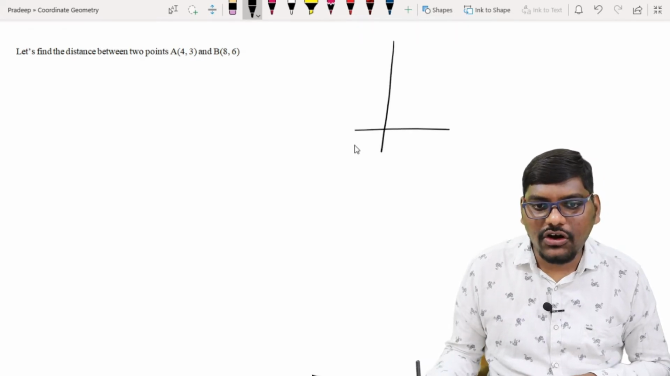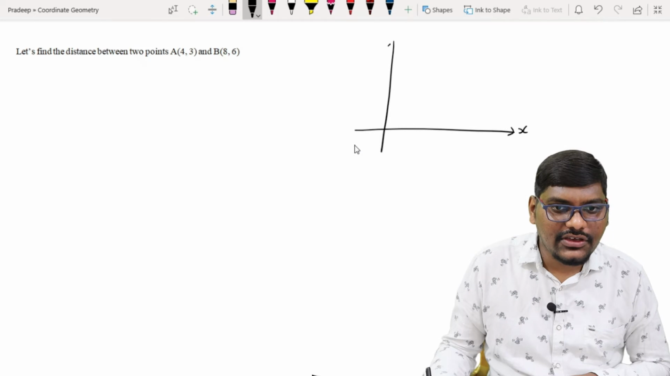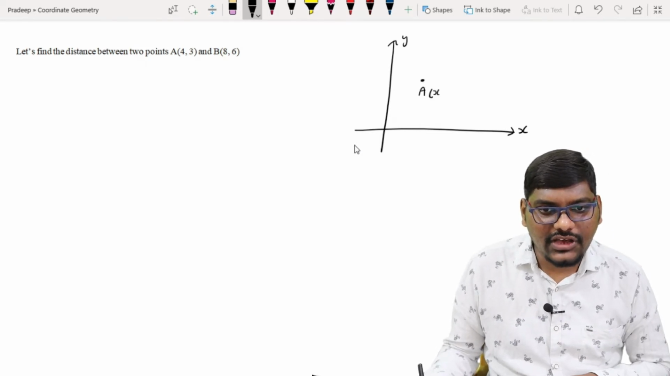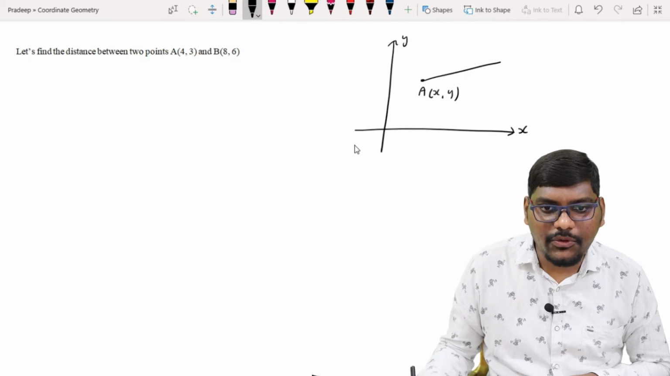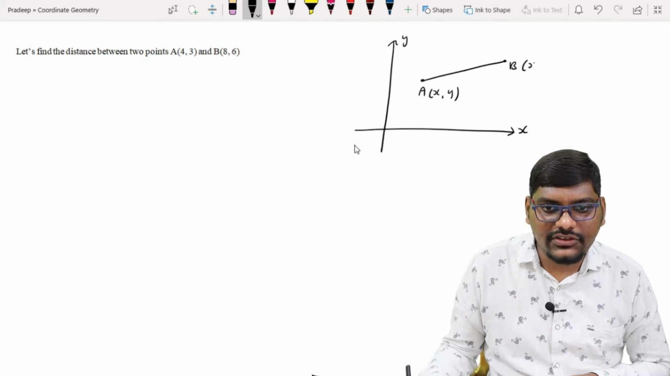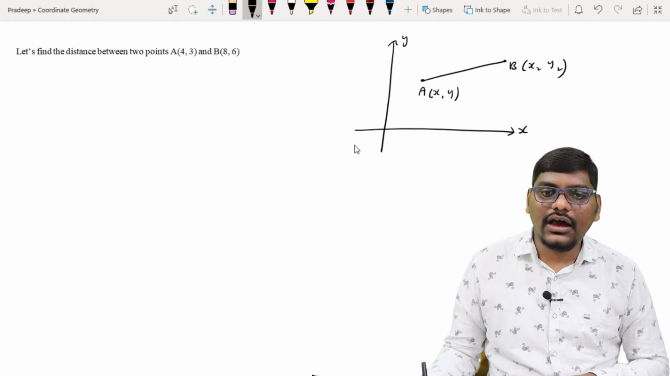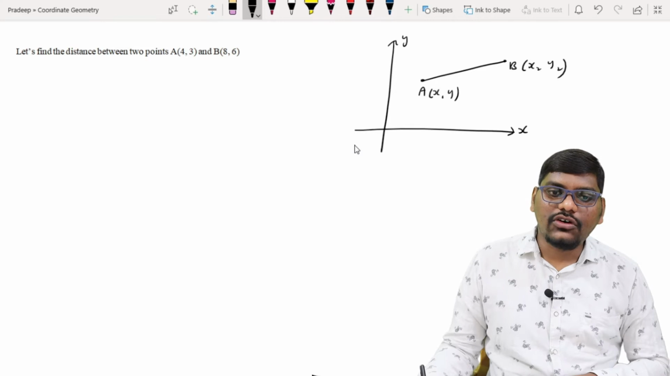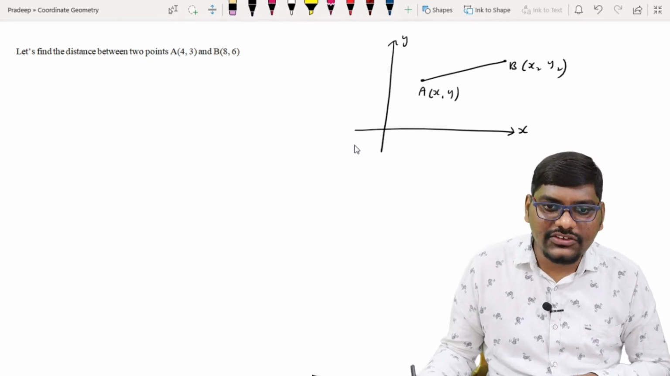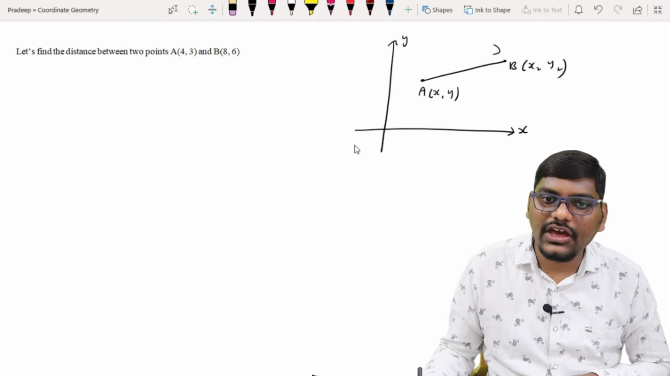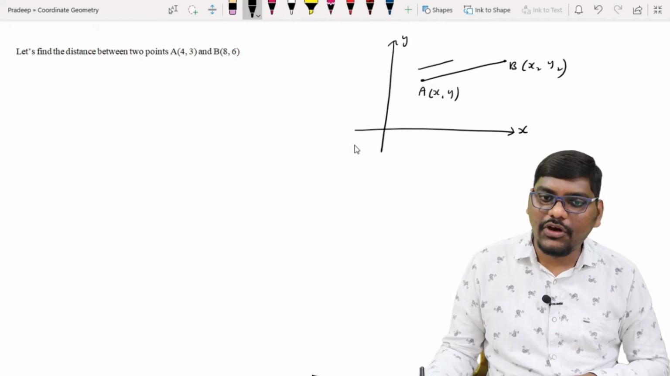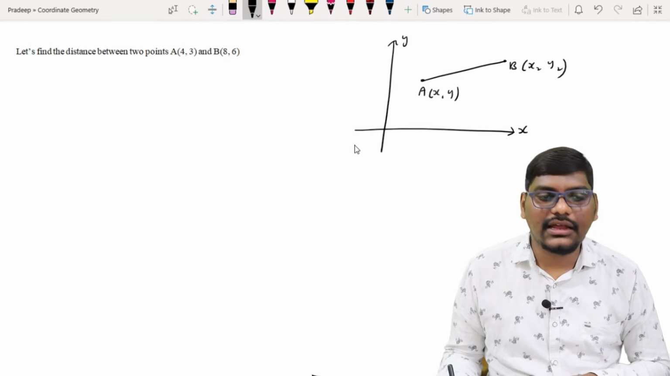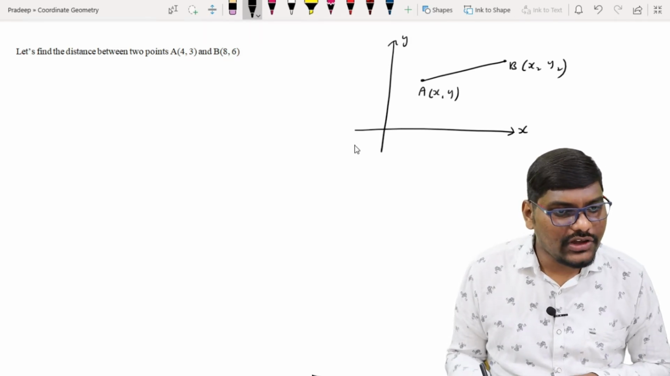Suppose there is a coordinate plane like this, with x-axis and y-axis. Suppose this is a point A, (x1, y1), and suppose there is another point B, (x2, y2). So in point A there is x1 y1, in point B there is x2 y2. The distance between these 2 points, between point A and point B, that we are going to find out by using this particular formula. All right, so we'll go forward.